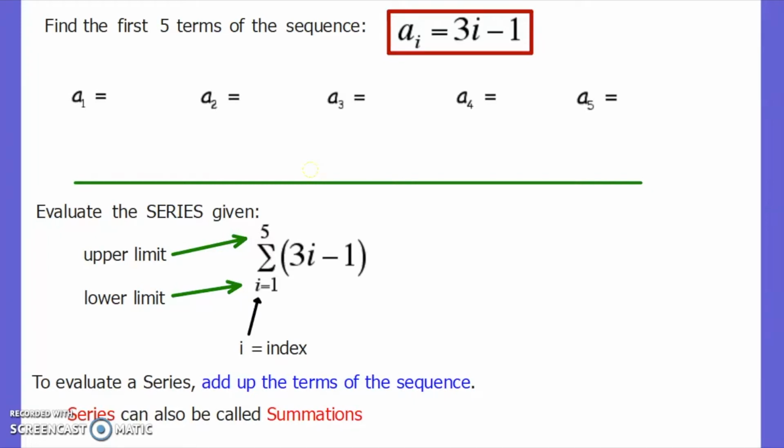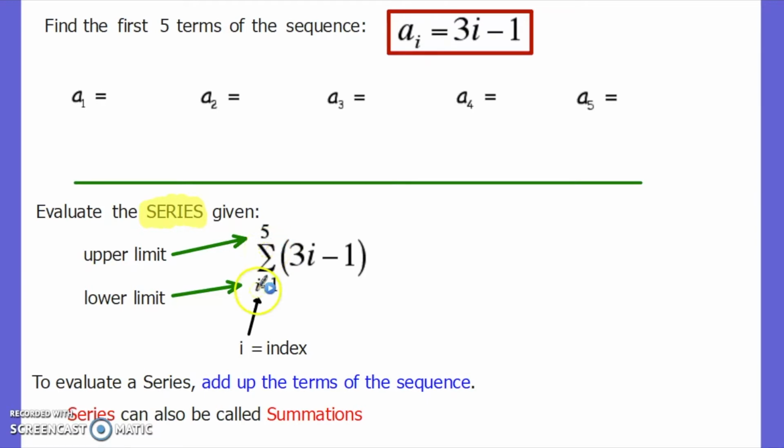Alright, this video is a follow-up to a sequences video, and it's going to talk about what's called a series. As denoted at the bottom of the screen, if you want to evaluate a series, the basic idea is we need to add up the terms of a sequence. You'll notice at the bottom again we have this interesting looking symbol. This is what's called sigma. It's a Greek letter, sigma. And what it means is to add up.